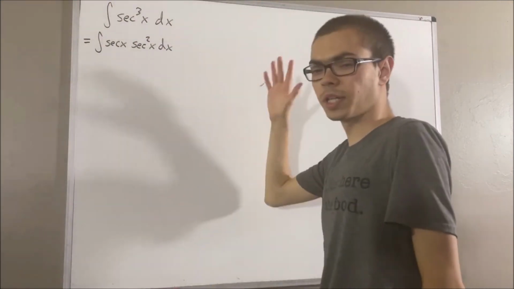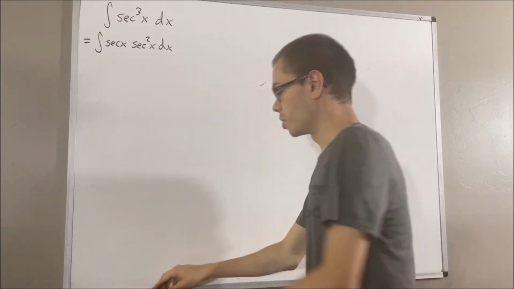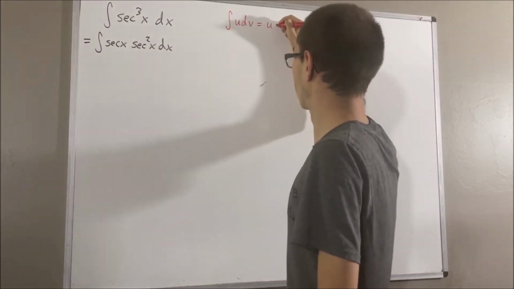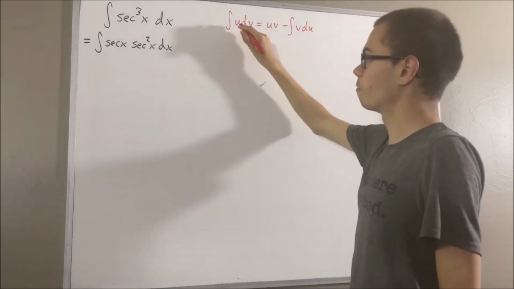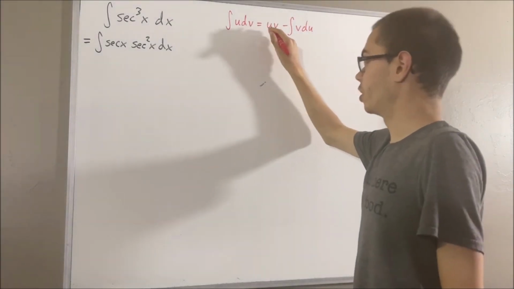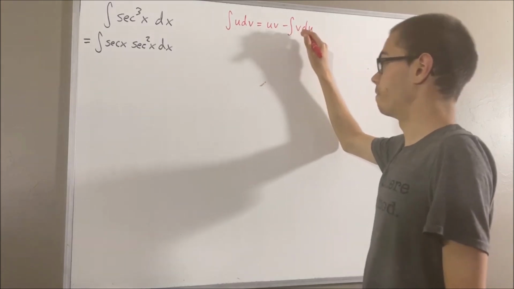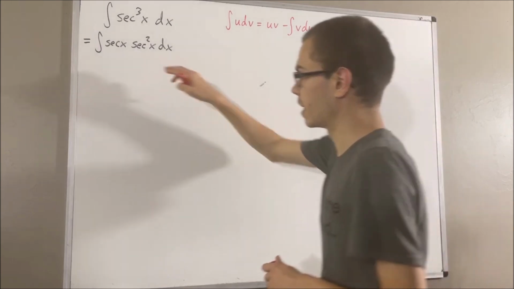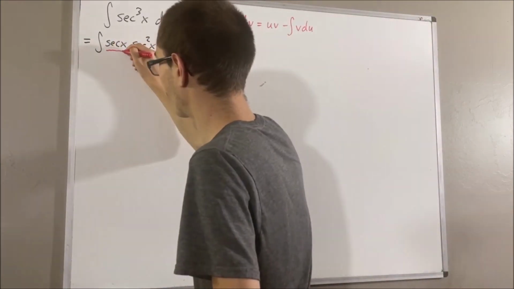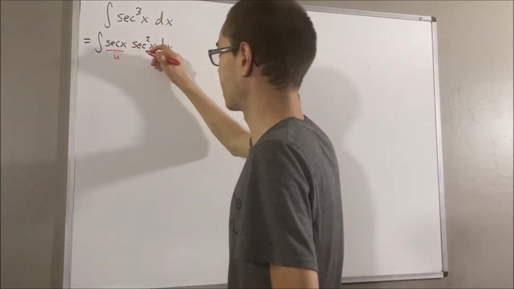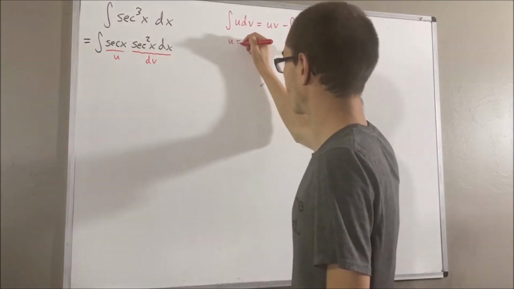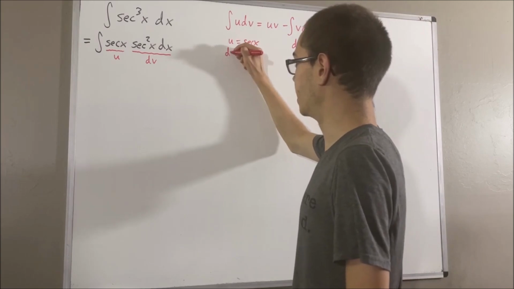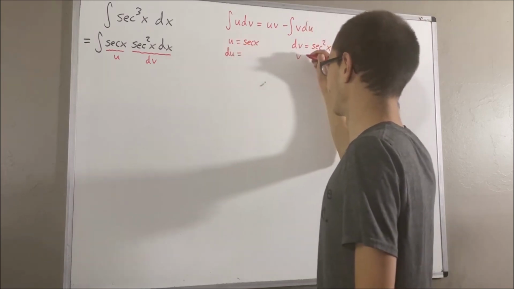And now we're going to use integration by parts. So the formula we need is the integral of u dv is equal to uv minus the integral of v du. Now, in this case, we're going to take secant of x to be u, and secant squared of x dx to be dv. And we would like to figure out du and v.